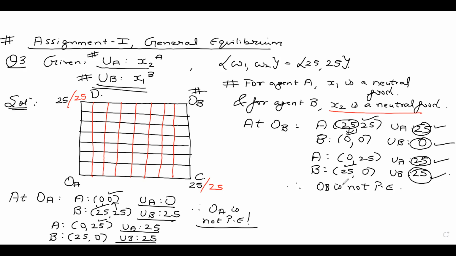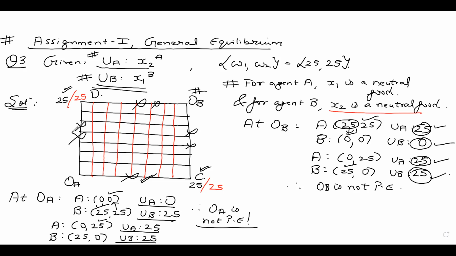Then the only thing I need to check are the bundles C and D. What happens when I am at C? What happens when I am at D? There is no need to check a point on this line, this line, this line, this line. There's no need to check any points because even if you check, you will find that they are not Pareto efficient. Because if you closely observe the utilities, A is not getting any utility from good 1 at all. So taking a point here is of no use. Similarly, B is not getting any utility from good 2. So taking a point here is also of no use. And similarly, there is no use of taking a point here.